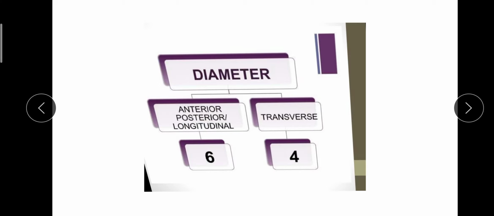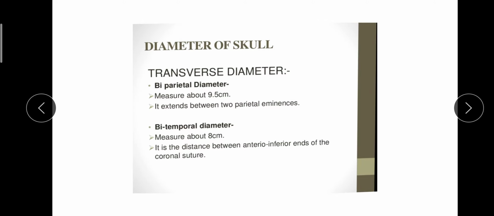Next, coming to the diameters of the fetal skull. There we have anterior-posterior or longitudinal diameters, and transverse diameters. There are a total of 10 diameters in the fetal skull. For the longitudinal we have 6 diameters, and for the transverse we have 4 diameters.